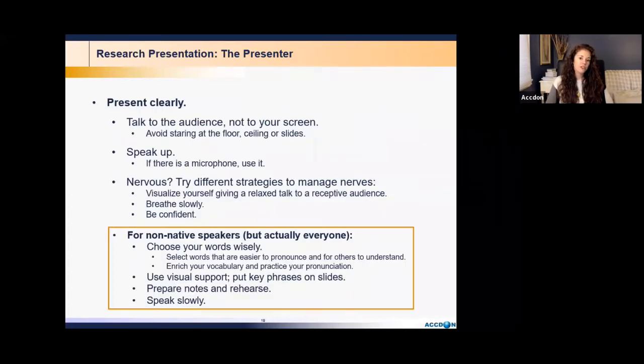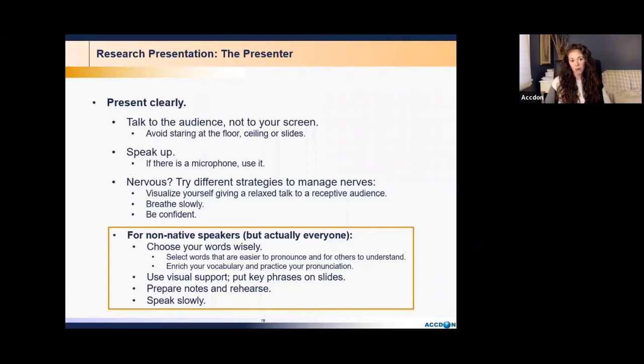It's also critical to present clearly in a presentation. That's kind of a vague statement, but it's an umbrella statement as well. It's hard because it's not only the delivery, so how your voice actually sounds, but also the material that you're presenting and how you're presenting that material.